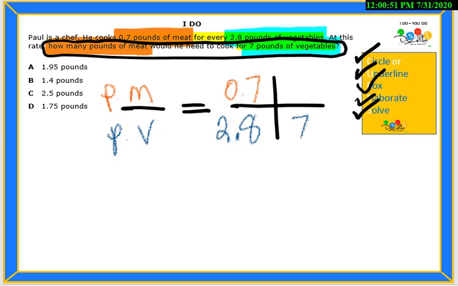With this problem, we can look for a relationship between 7/10 and 2 8/10. How many times can 7/10 go into 2 8/10? 4, because 7/10 times 4 equals 2 8/10. We can also use the same relationship with 7 pounds, but we will have to work backwards. Why? Because we are looking for the pounds of meat to 7 pounds of vegetables.